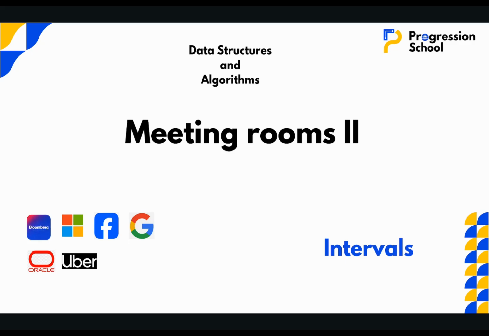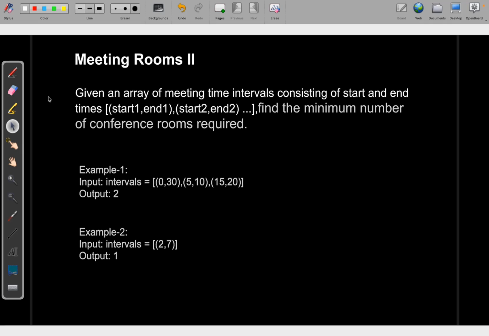Hi, in this video, we will solve the problem Meeting Rooms type 2, asked by companies like Bloomberg, Microsoft, Facebook, Google, Oracle, and Uber. Now let's check out one problem, Meeting Rooms second version.